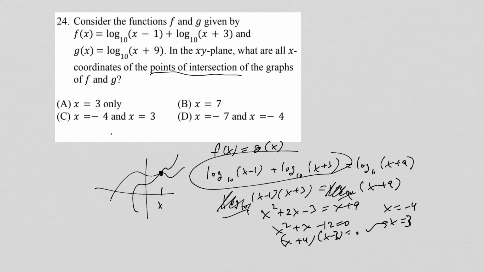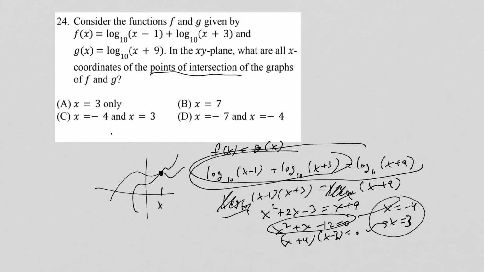But you got to be careful because this equation, yes, this equation has two answers. But the original might not because log is only defined for positive numbers. So if you put 3 in, this becomes 2, which is positive. This becomes 6. This becomes 12. But if you put negative 4 in, these two things become negative, and log of a negative is undefined. And that is why the negative 4 has to be rejected, and it's just 3, and the answer is just A.